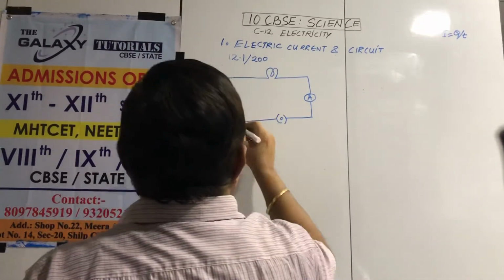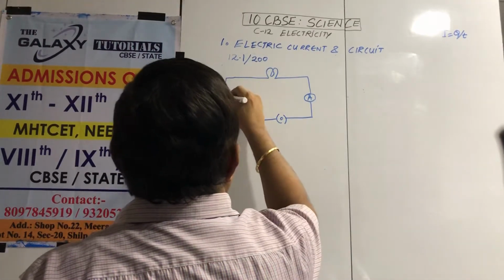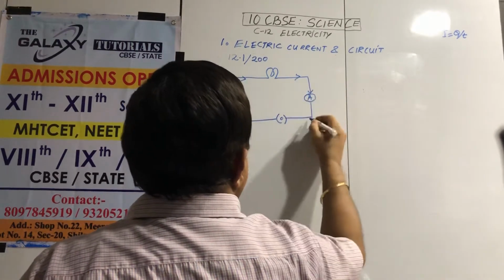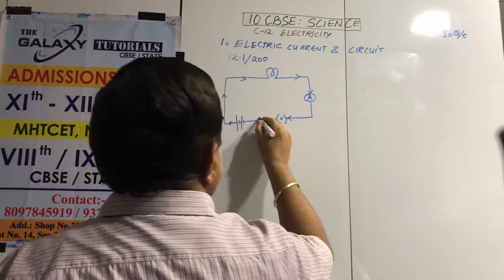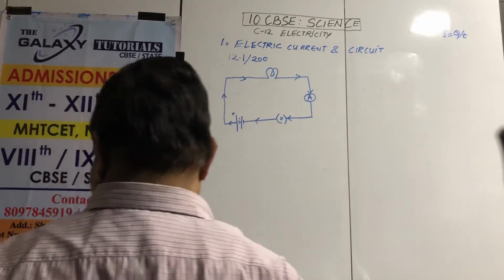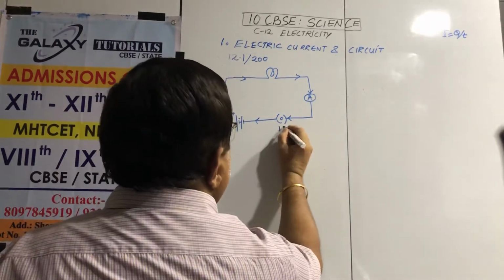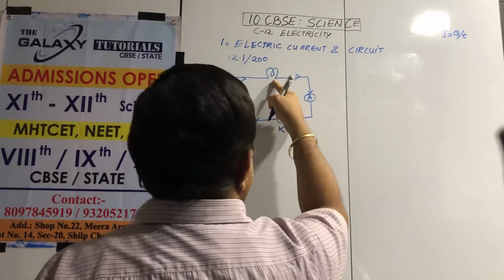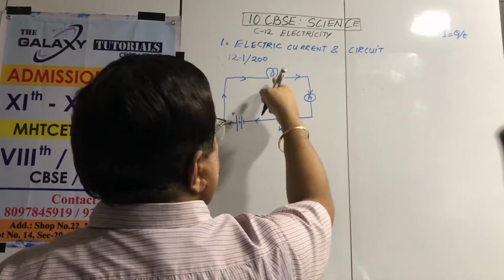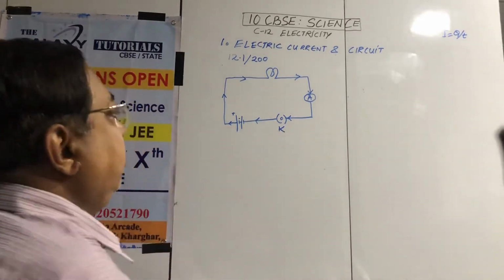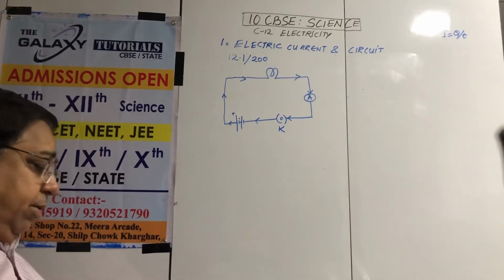And current is flowing, as I told you before, conventional. So it will flow from positive to the negative. In reality, it should be opposite. This is plus, this is minus. Key is shown by K, ammeter by A, device will be here. That's like a resistor because it is using current, and cell will be here. So this is how a simple circuit is drawn.